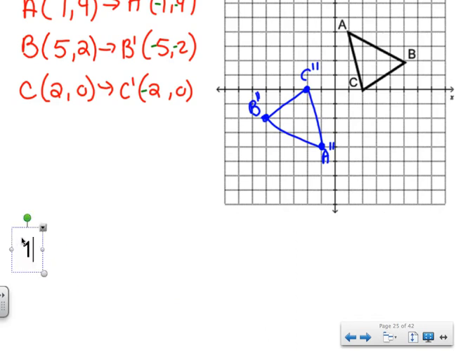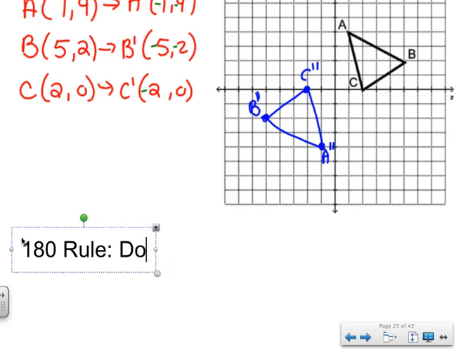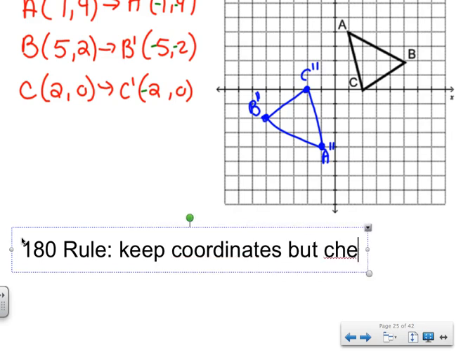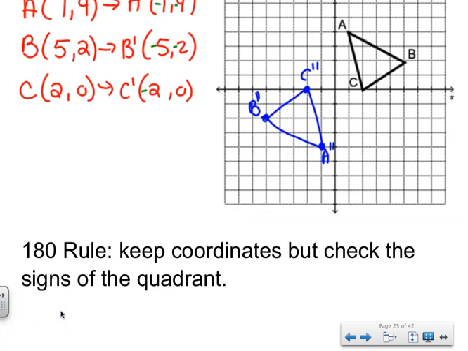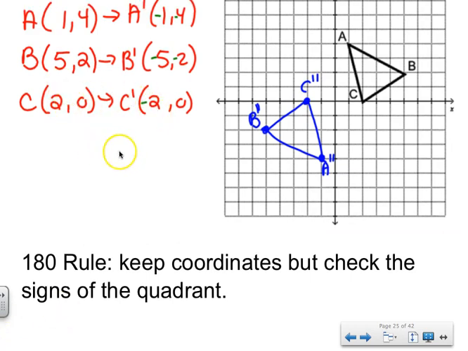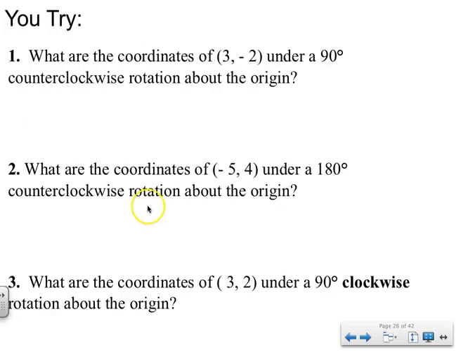So let's go ahead and make a rule note. We'll say we'll keep the coordinates, but check the sign of the quadrant. So we're not going to flip the coordinates, we're going to keep them the same, but we're going to check the sign of the quadrant that it's in. Okay? So those are the rules for rotating something 90 and 180. So now you know the rules. So let's look at some examples.